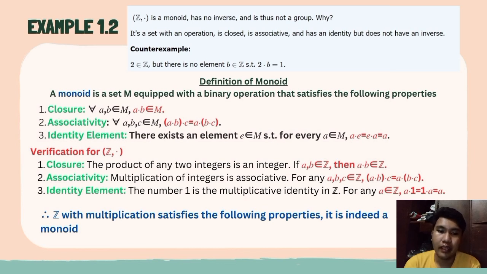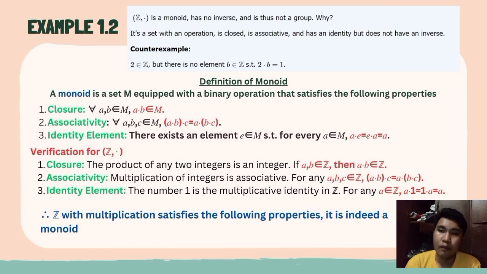The definition of monoid: a monoid is a set M equipped with a binary operation that satisfies the following properties. First, it has closure. Second, it has associativity. And third, it has an identity element. So let's verify the set of integers with multiplication. In the closure, the product of any two integers is an integer. If a, b are elements of integers, then a times b is an element of integers.